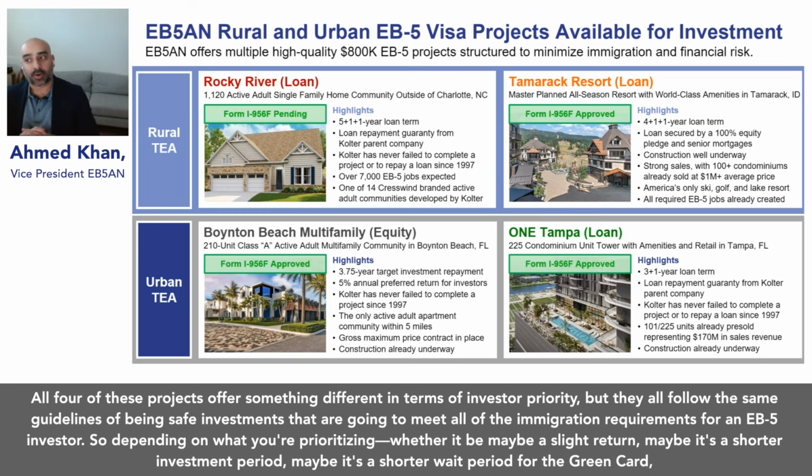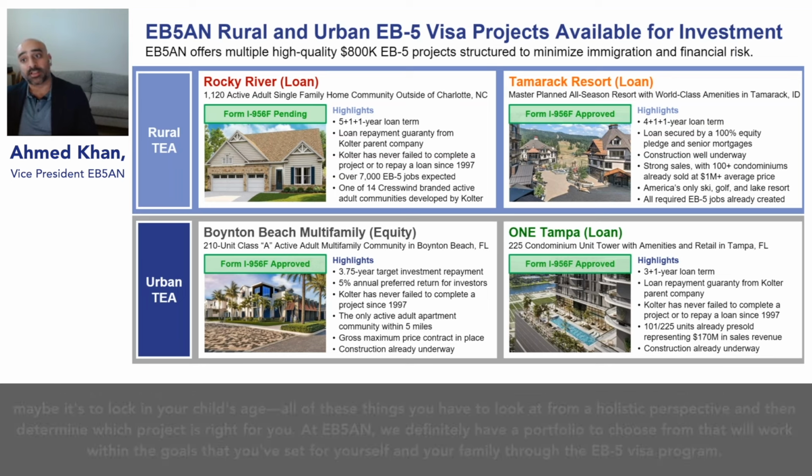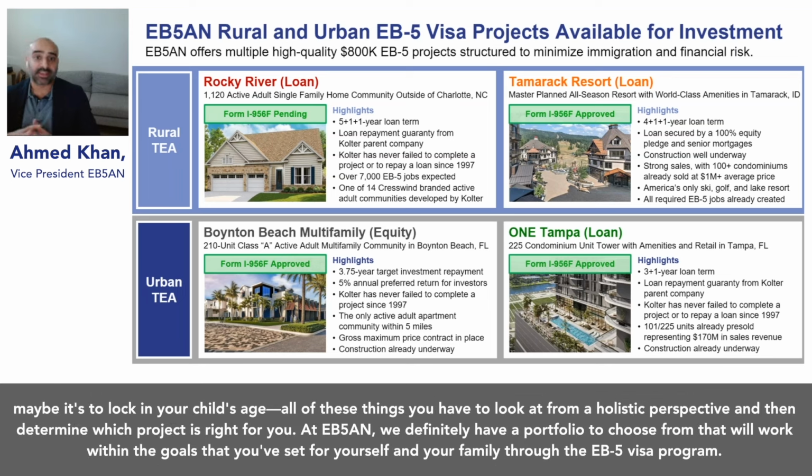All four of these projects offer something different in terms of investor priority, but they all follow the same guidelines of being safe investments that are going to meet all of the immigration requirements for an EB5 investor. So depending on what you're prioritizing, whether it be a slight return, a shorter investment period, a shorter wait period for the green card, or your child's age, all of these things you have to look at from a holistic perspective and then determine which project is right for you. And at EB5AN, we definitely have a portfolio to choose from that will work within the goals that you've set for yourself and your family through the EB5 visa program.